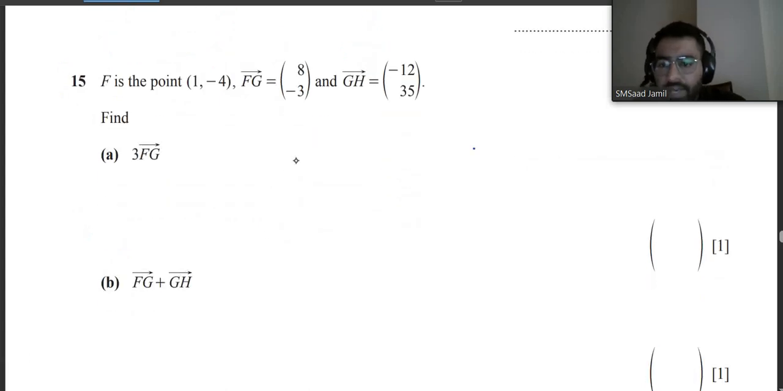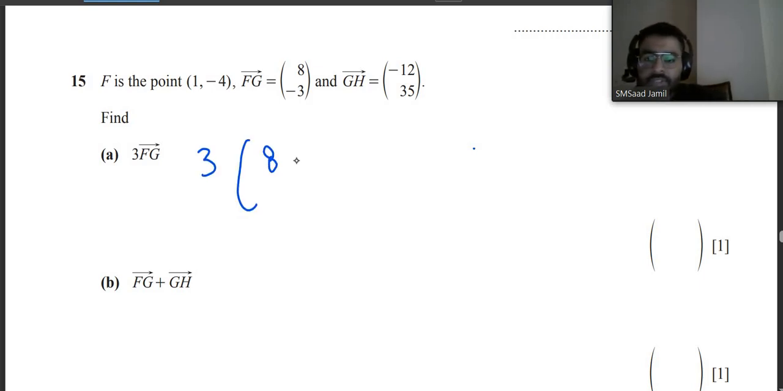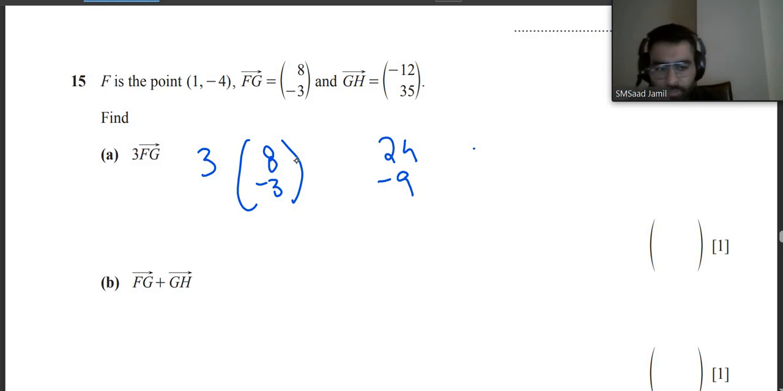Okay. Question number 15. So it says find 3fg. Basically you will do 3 multiplied by fg, which is 8 and minus 3. 3 8s are 24, and 3 multiplied by minus 3 is minus 9. So that's 24 upon minus 9.